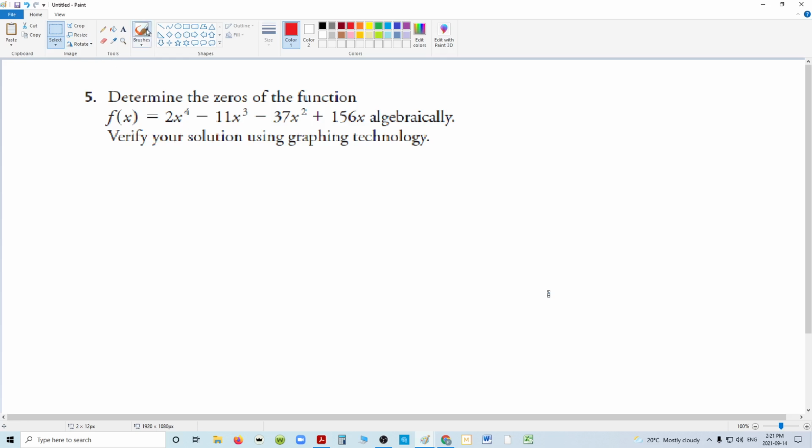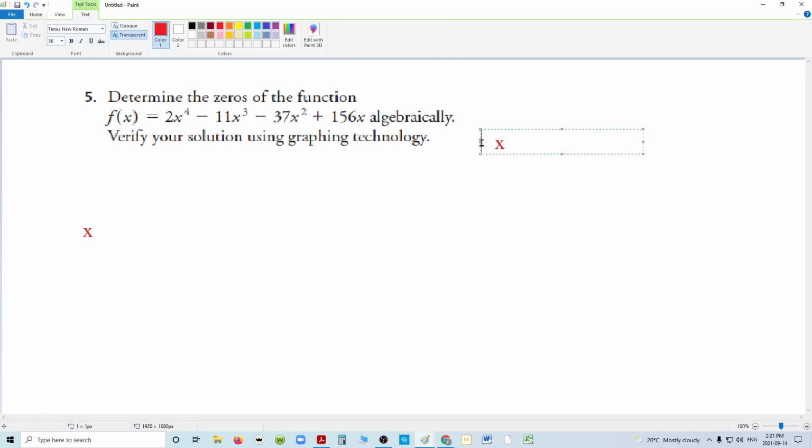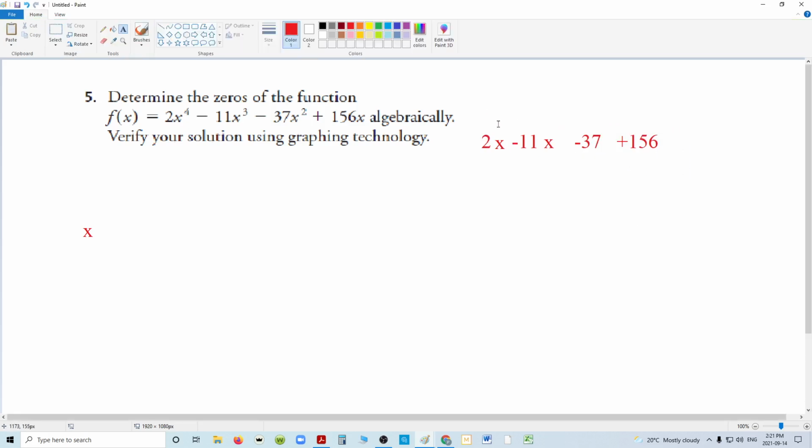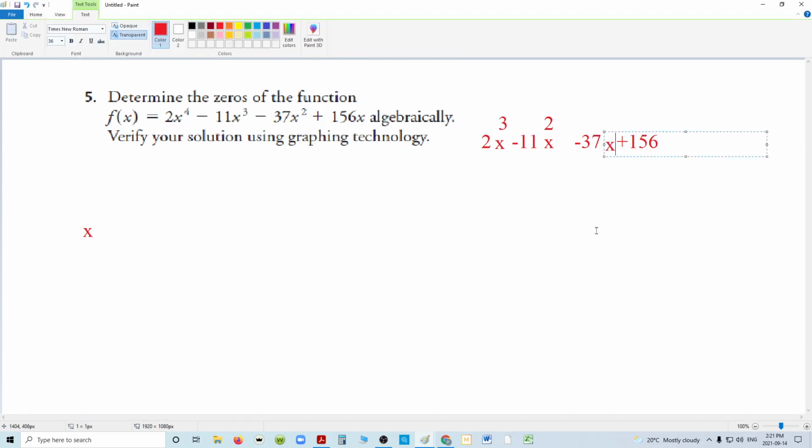Okay. Notice that they all have an x. Notice they can't be divided by 2, but maybe they can be grouped. So this one I can't take anything out. I'd be left with x minus 11, 2x minus 11. And this one I might be able to take. I'd have to figure out all the factors of 156 to see, and I don't think it can. So I think I'm going to have to use synthetic division. But first I'm going to take an x out, and I'm left with 2x cubed minus 11x squared minus 37x plus 156, and I forgot an x here.